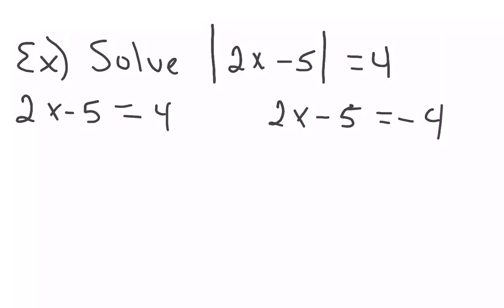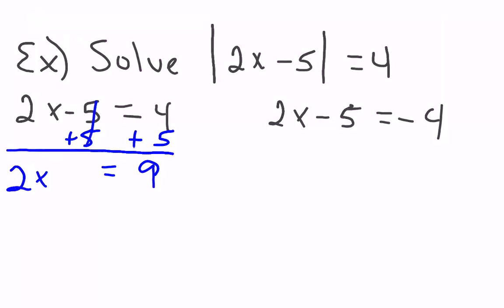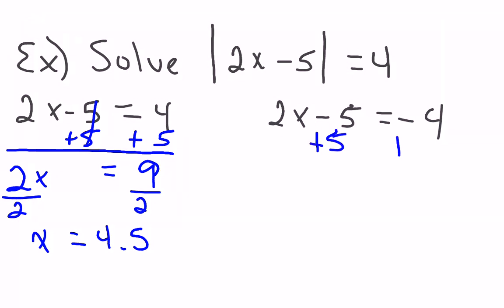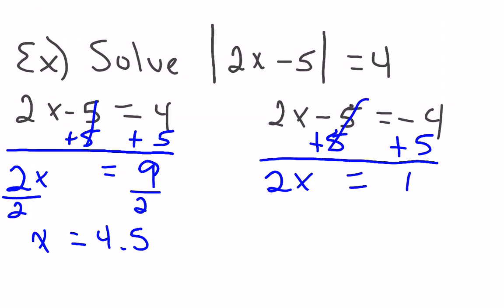So we solve it just how we would work with any other equation by solving for x. So we're going to add 5 to both sides. And so we have 2x, that's 0, equals 9. Divide by 2. 9 halves, or 4.5, is our first answer. Same thing over here, we're going to add 5 to both sides. We get 2x, that's 0, but negative 4 plus 5 is 1. Divide by 2, x is 1/2, or 0.5.